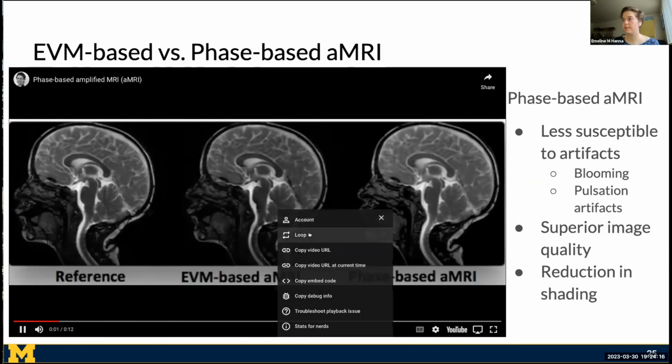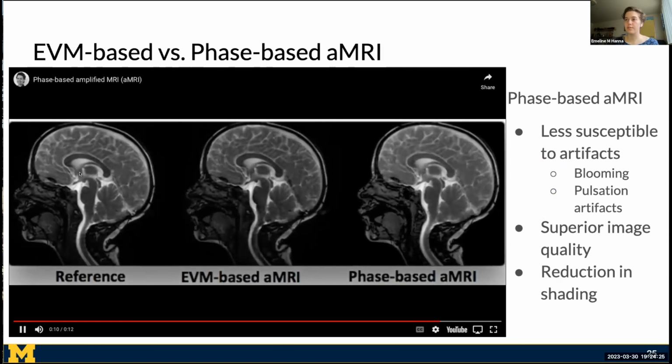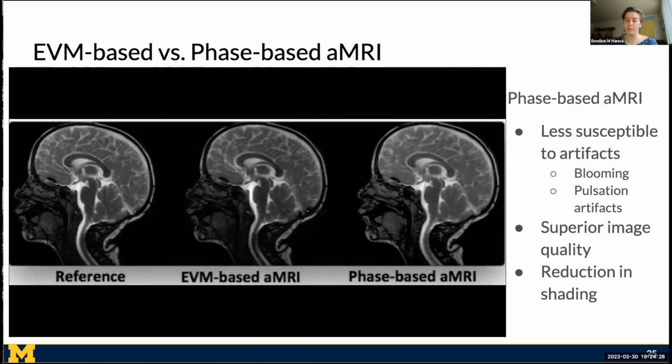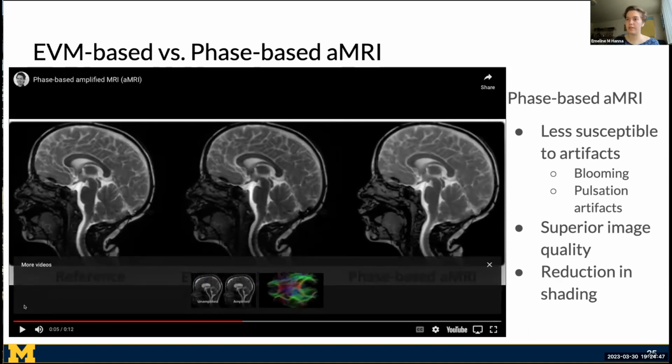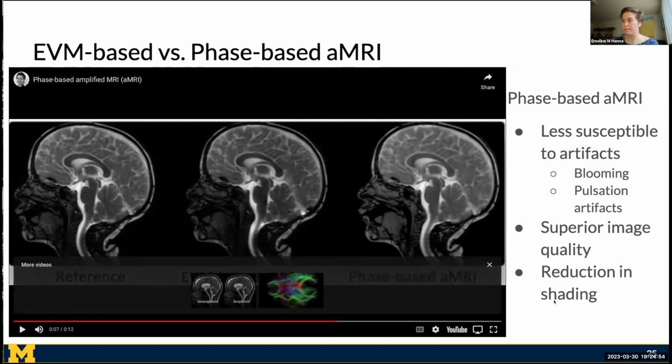So here is a video showing EVM-based versus phase-based MRI, or amplified MRI, sorry. The left one is the original MRI, and the middle one is that original algorithm, which was doing more things with multiplying amplitudes, and then this phase-based one is using the phases of the frequencies. So you can see that the phase-based MRI has less artifacts.